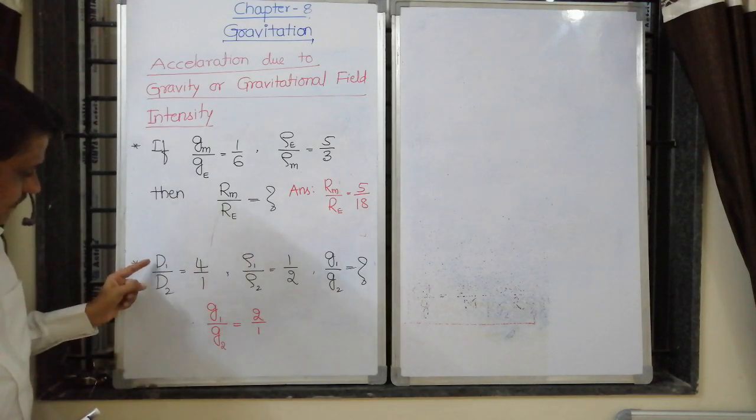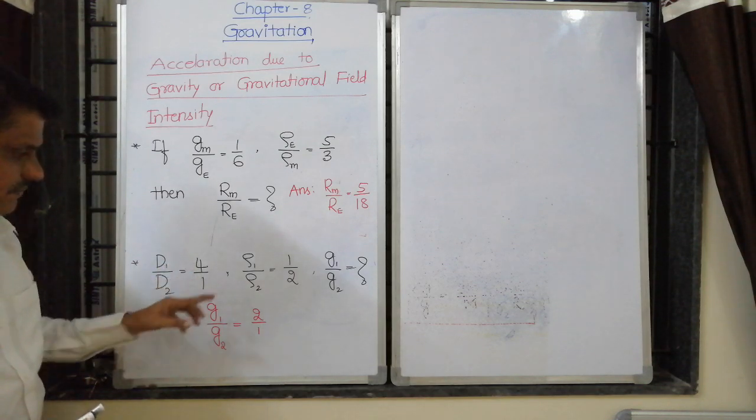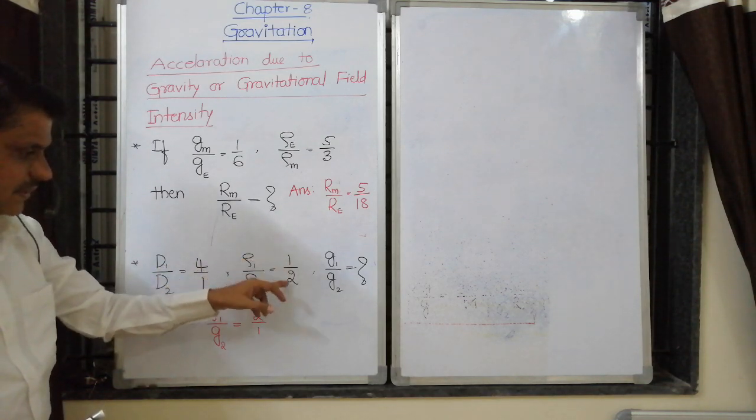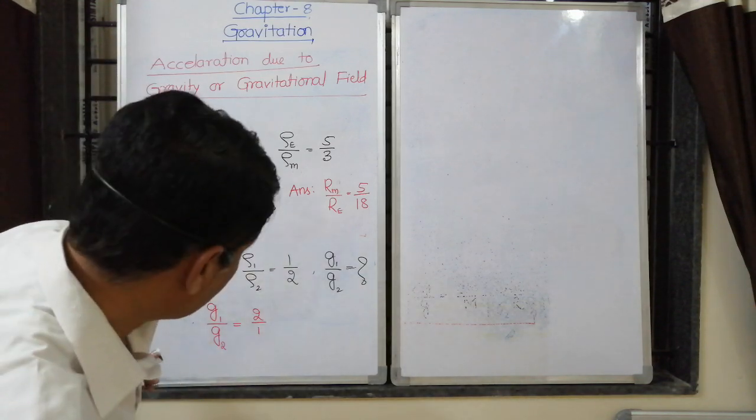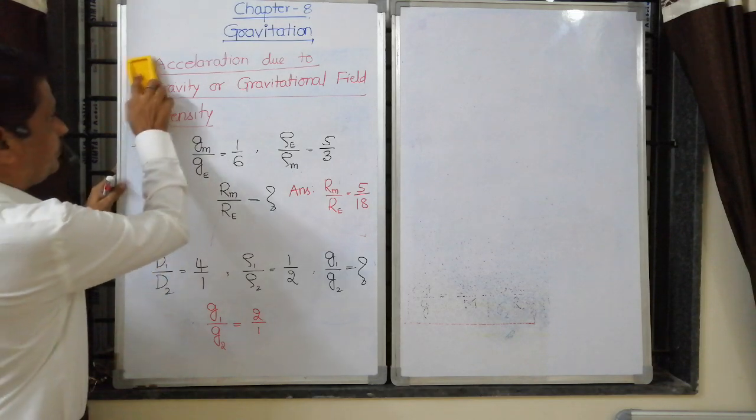Next question was d1 by d2 is 4 by 1, rho 1 by rho 2 is 1 by 2, then g1 by g2 was how much? Answer is 2 by 1.